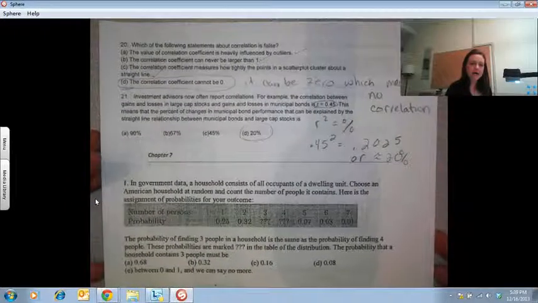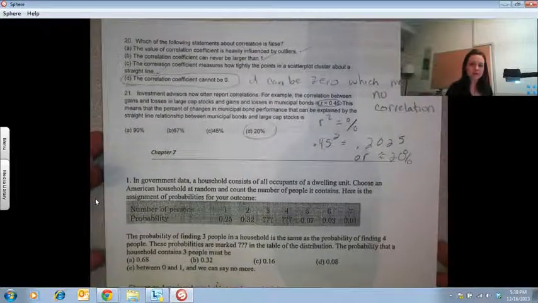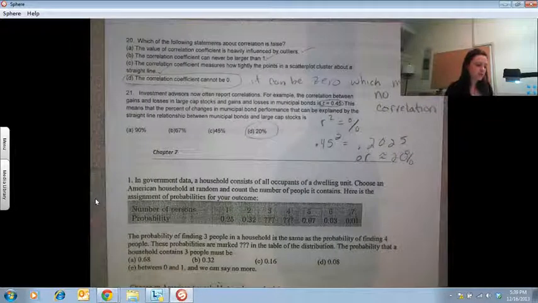All right, almost done. I know I'm going quickly, so if you need to pause and rewind, or if you want to, watch some other cool videos, let's get through chapter 6. Which of the following statements about correlation is false? All right, false. The value of the correlation coefficient is heavily influenced by outliers. That's true. Also one of the bullet points on page 352.